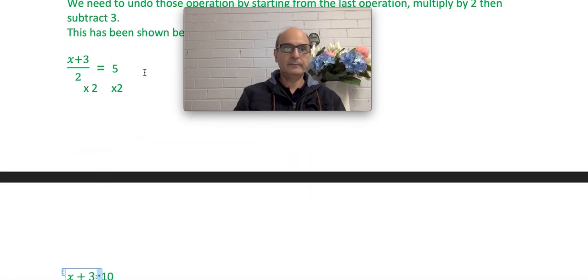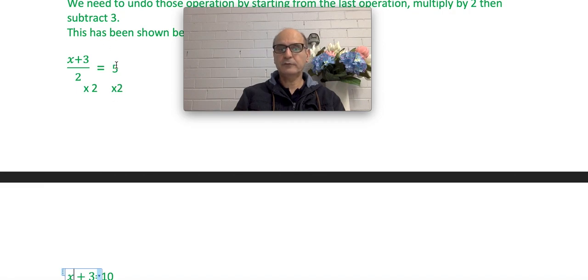All right, here we've got an equation, x plus 3 on 2 equal to 5. I need to undo division by 2 because that was the last operation. As we said, first 3 has been added, then divided by 2. Opposite of dividing by 2 is times by 2. But you've got to do it to the other side as well.